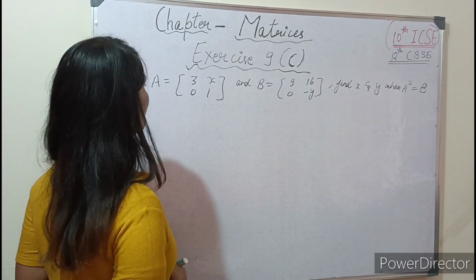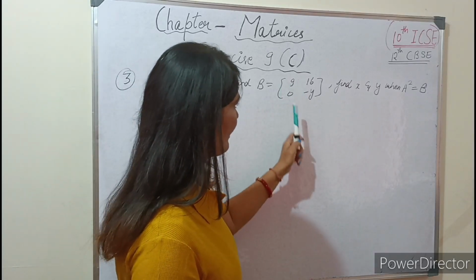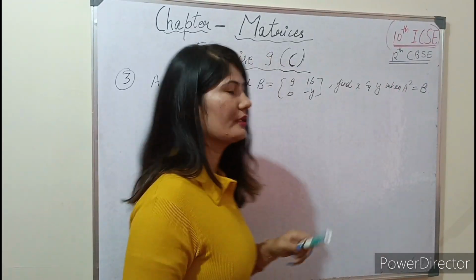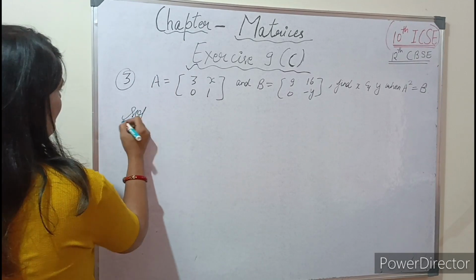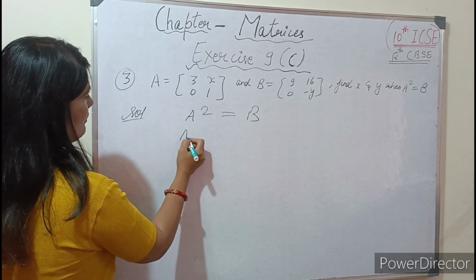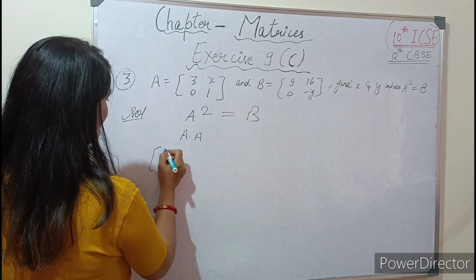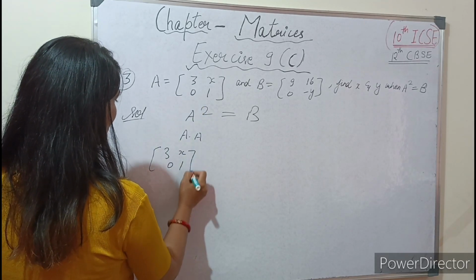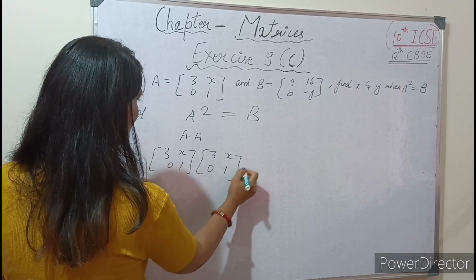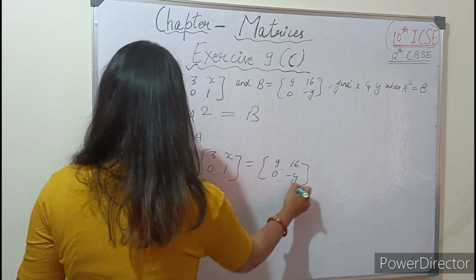Now moving to question number 3. A is equals to 3, x, 0, 1 and B is equals to 9, 0, 16, minus y. Find the value of x and y, and here the condition is A square equals to B. So first of all write the same thing as it is. This is A square equals to B. So here A square means we will multiply the same matrix 2 times, right? So here the matrix A is 3, x, 0, 1 multiplied by the same matrix 3, x, 0, 1 is equals to the matrix B, 9, 0, 16 and minus y.